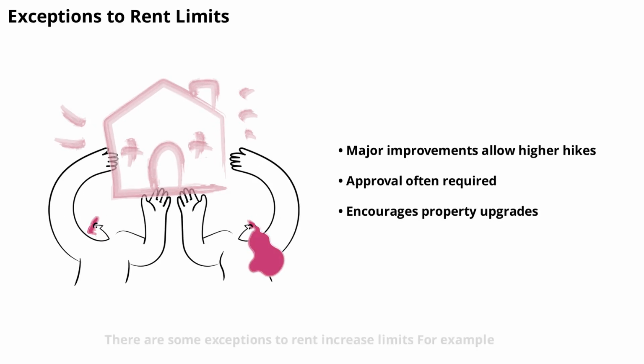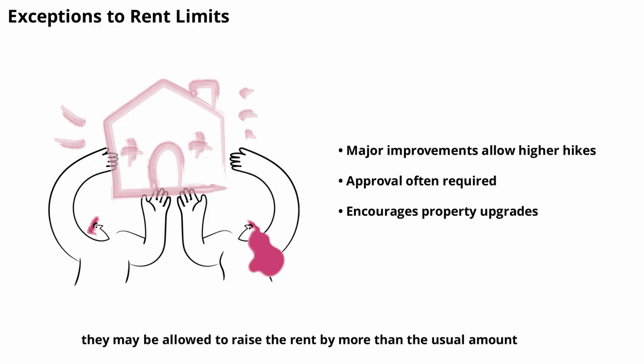There are some exceptions to rent increase limits. For example, if a landlord makes significant improvements to a property, such as installing a new roof or upgrading heating systems, they may be allowed to raise the rent by more than the usual amount. These exceptions are meant to encourage landlords to invest in their properties while still protecting tenants from unreasonable increases. However, landlords usually need approval from a rent board or local authority before making such increases.